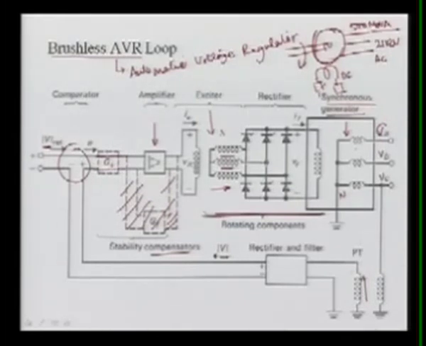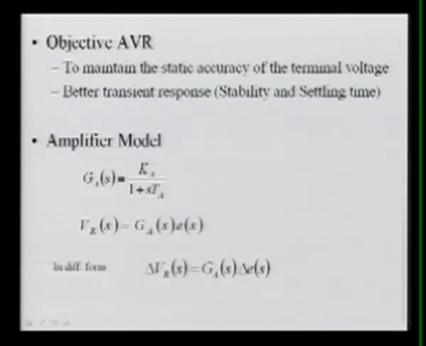So to start with the modeling, the major objectives of AVR loops are to maintain the static accuracy of terminal voltage, and also to have a better transient response. The transient response should be stable, and it must also settle in reasonable time. So the settling time should be less.